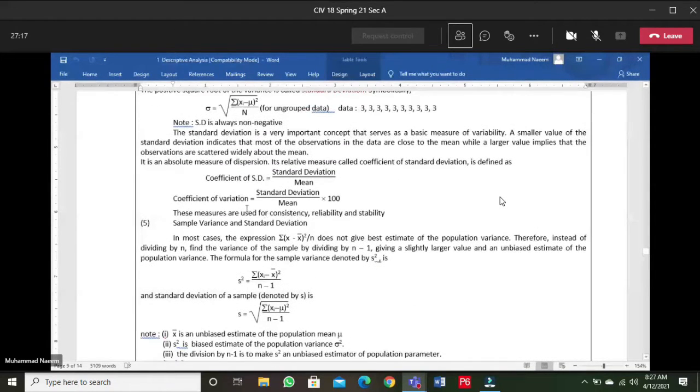Next is the coefficient of standard deviation. Standard deviation with respect to the mean value. So again, this is a relative measure. We calculate standard deviation with respect to its mean. This is called coefficient of standard deviation. This is the ratio, standard deviation divided by mean. If we multiply by 100, this ratio will now be in percentage. In terms of percentage, this is called coefficient of variation.